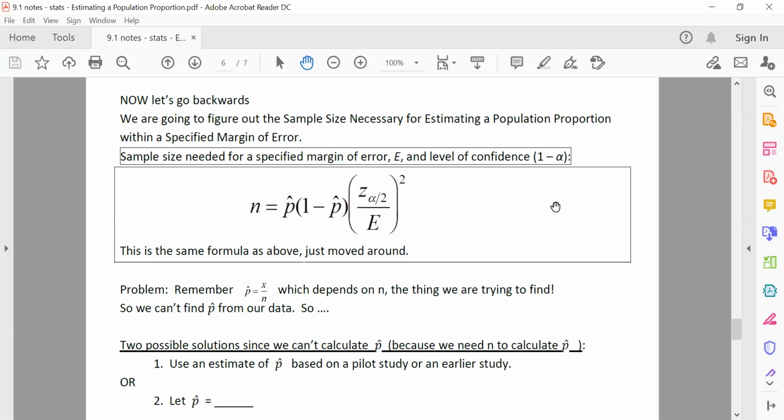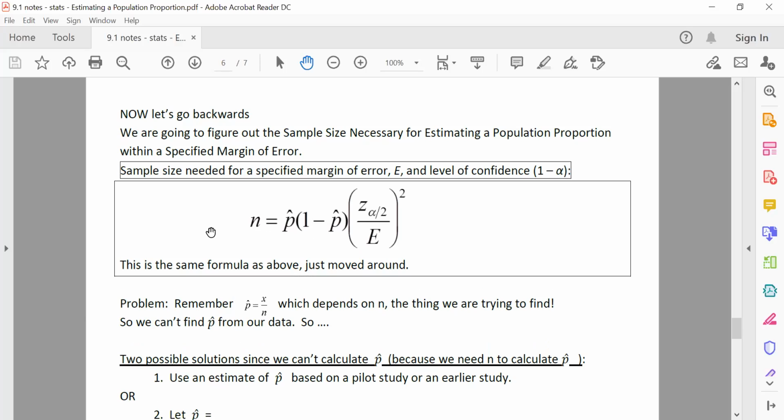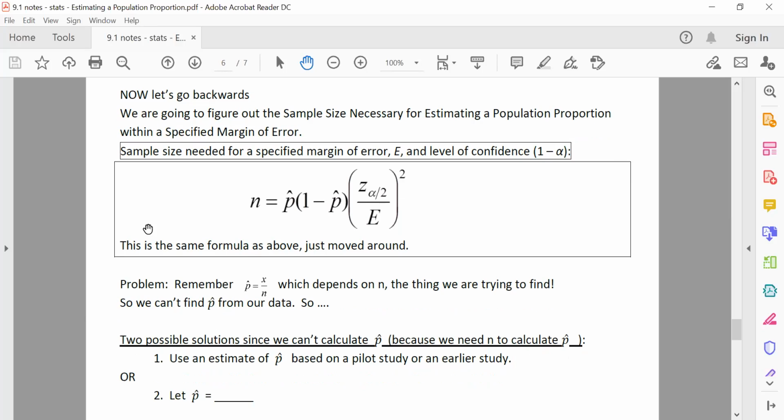So if you have a certain margin of error in mind that you would like to end up with, well, all we did technically was solve the margin of error problem, but we solved it for n. We set it equal to that. So you can figure that calculation out for yourself. It's p hat times 1 minus p hat times the z-score divided by the margin of error, then squared. So only this part's squared. So yeah, that's just a new formula we're throwing at you.